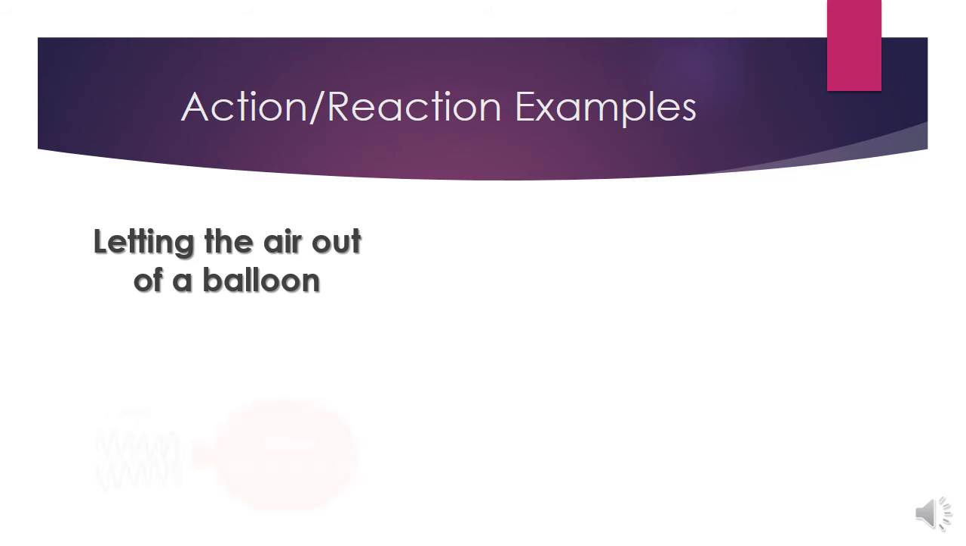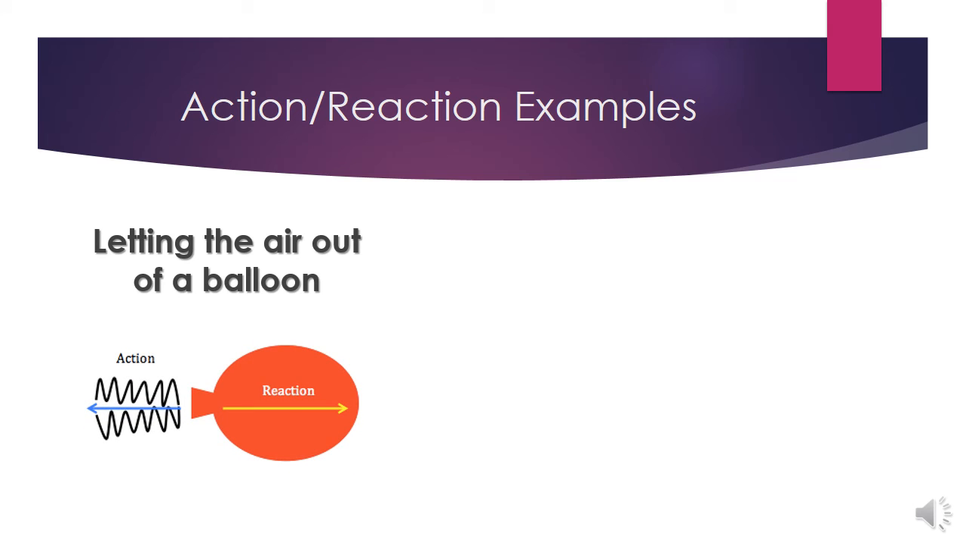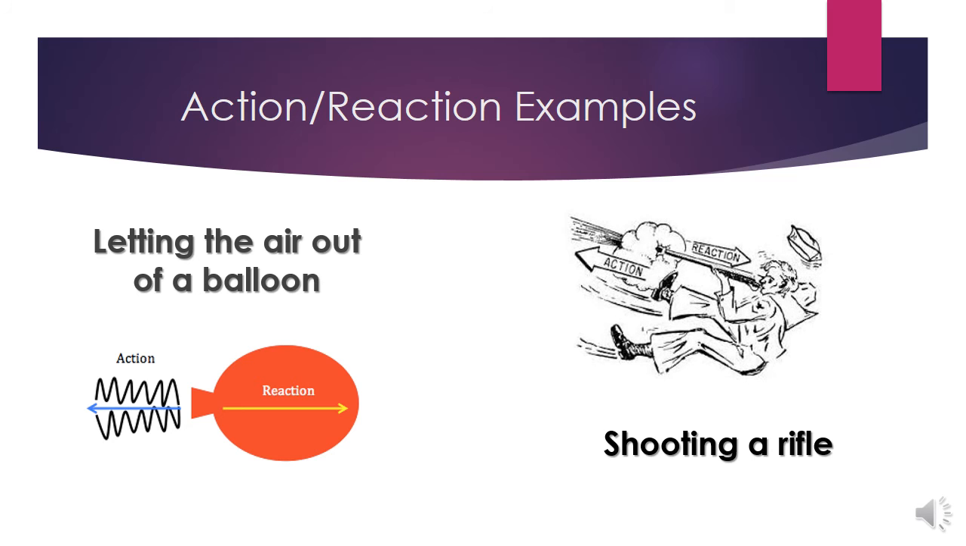A few more examples. Letting the air out of a balloon, right? If you let the air out of the balloon, the air is going to go one way and the balloon is going to go the other. Action, reaction. Equal and opposite. Shooting a rifle is another example. If you've ever shot a rifle before, it's got a kickback on it because the bullet is going out with great force in one direction, and so you're going to feel that with an equal and opposite force on your shoulder in the opposite direction.